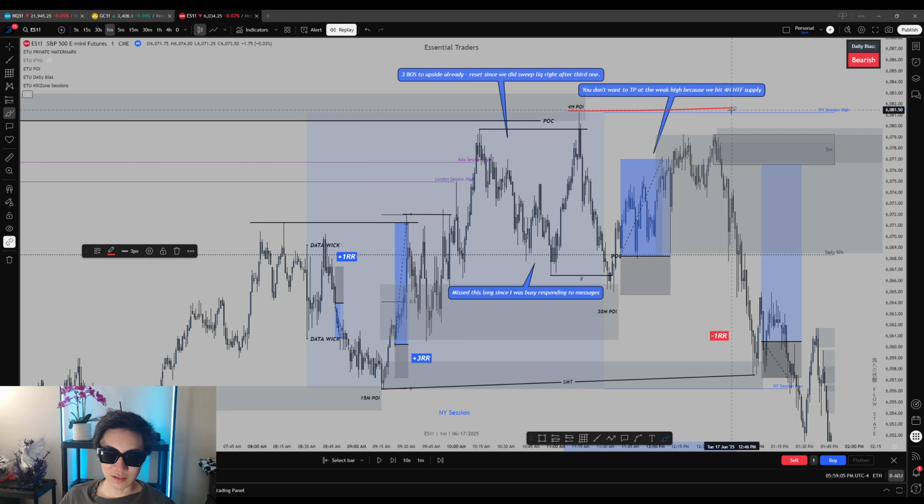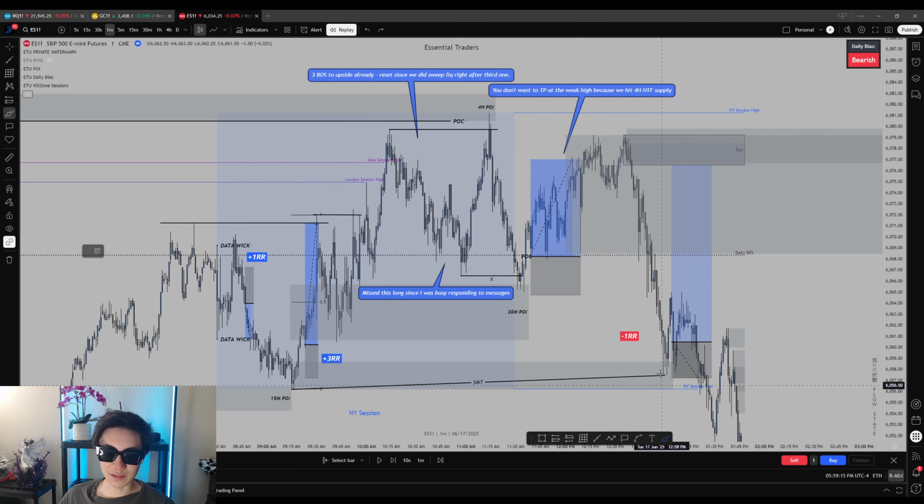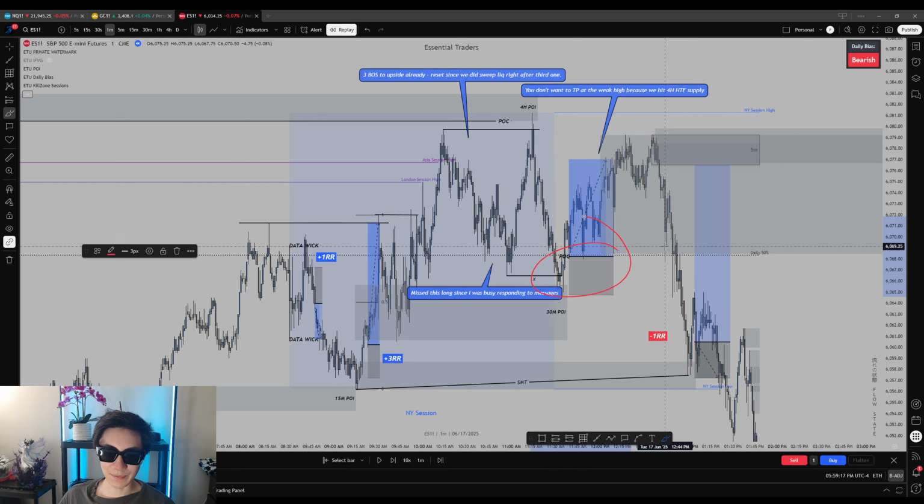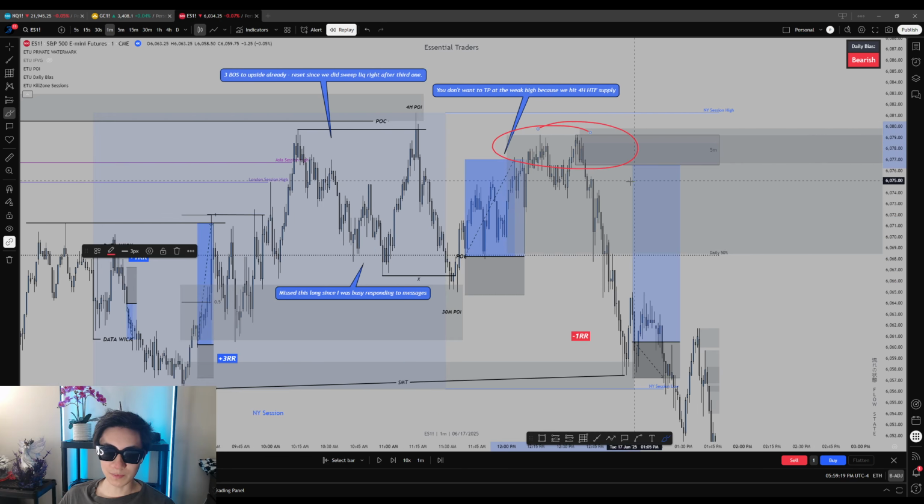Now, we can still continue to the upside, right? It's probabilities. We could go up, take out the high, then go lower, or we could just mitigate the unmitigated 1 minute origin and go lower. That's what we did. So you could have taken this long here, which I did not, by the way, and then you could have taken this short with my entry model.